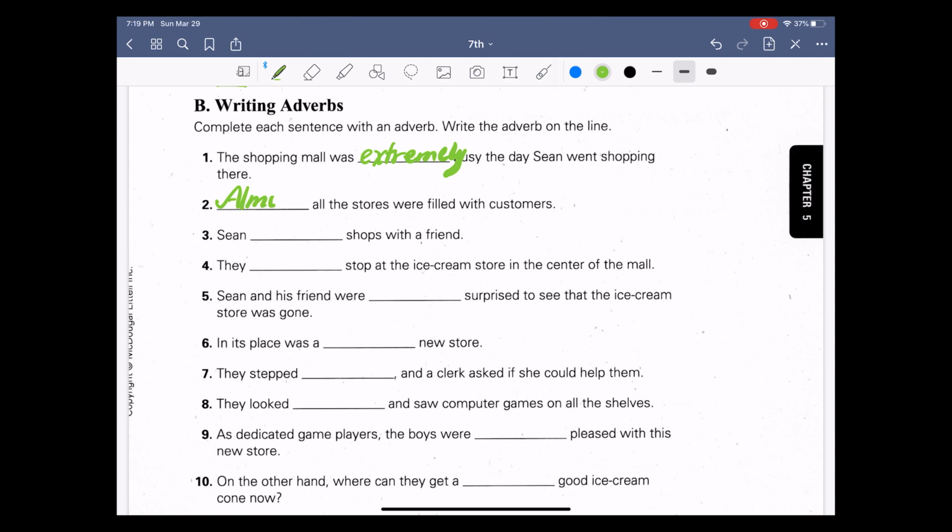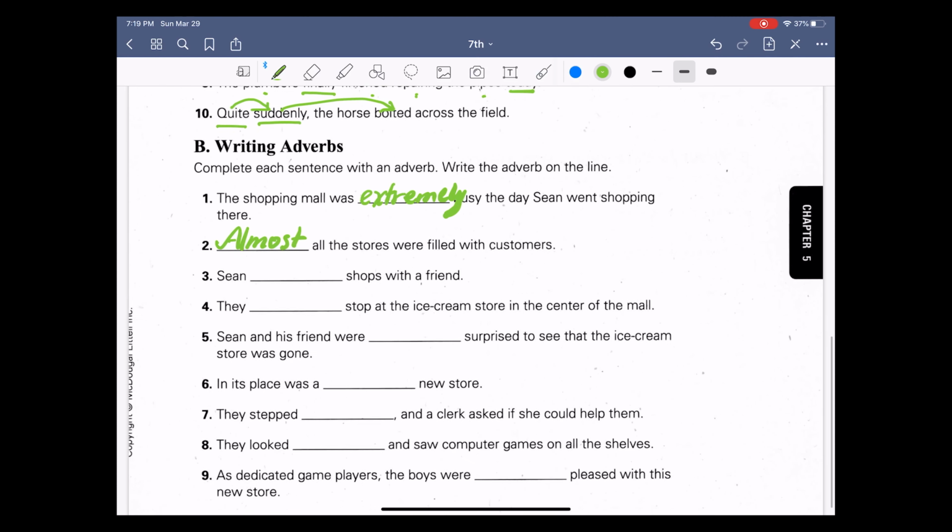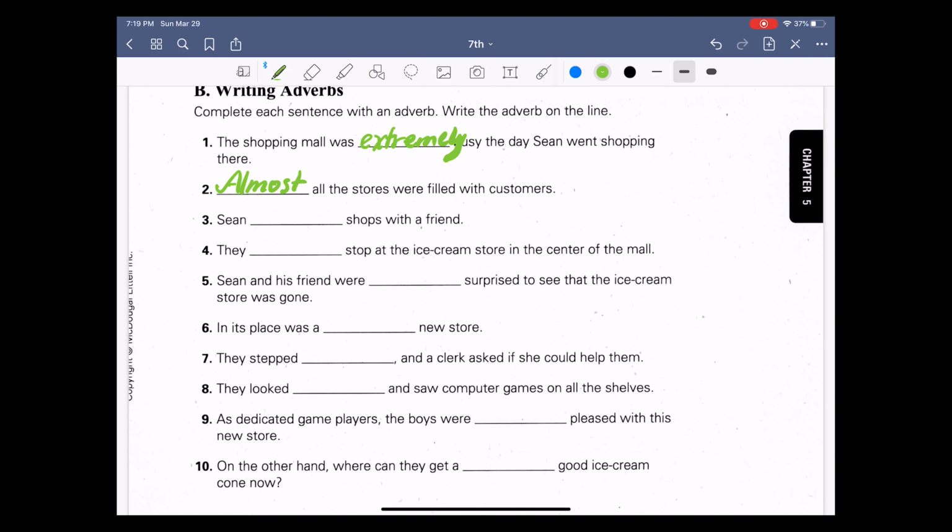Number 2, blank all the stores were filled with customers. Almost would work. Almost all the stores were filled with customers. Sean always shops with a friend, or Sean usually shops with a friend. Any of those could work. Some of you probably used the same adverb in each one. Try to use some variety.